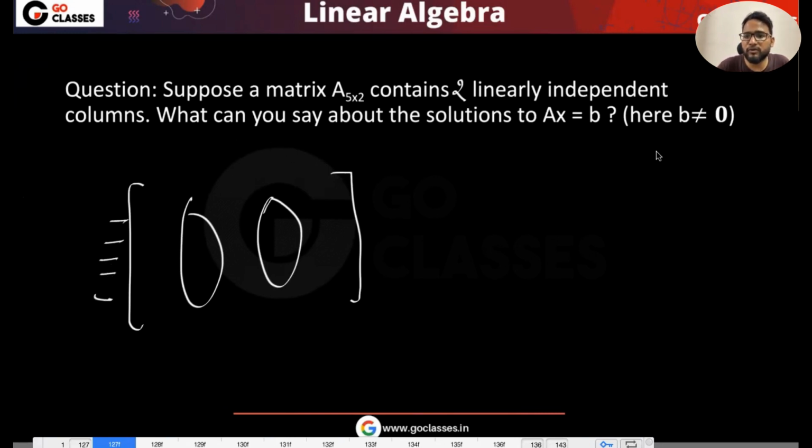Then what can you say about solution of Ax equal to B? Let's suppose this is a vector which is obviously in R5 because there are 5 rows. This is in R5. Yes, Abhishek, that's correct. Yes, Akash. So what can you say about if this is linearly dependent? If these are linearly independent, then what can you say about the solution?